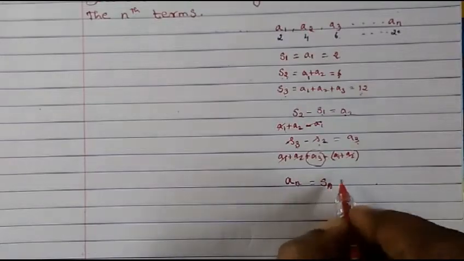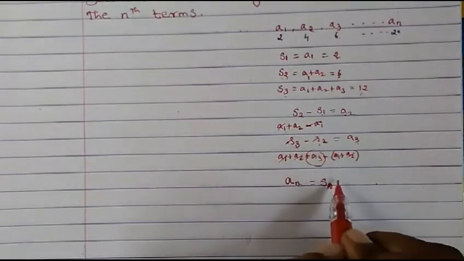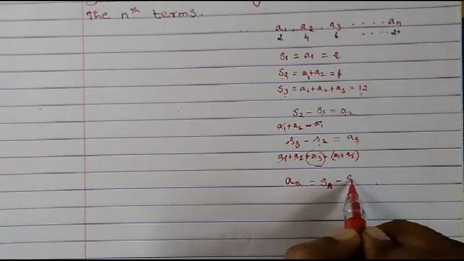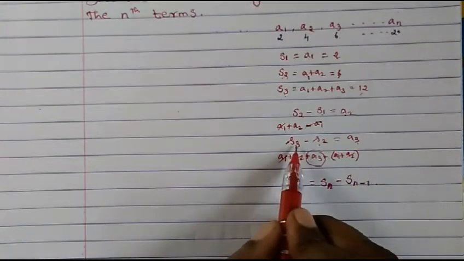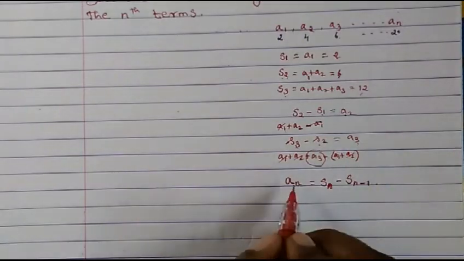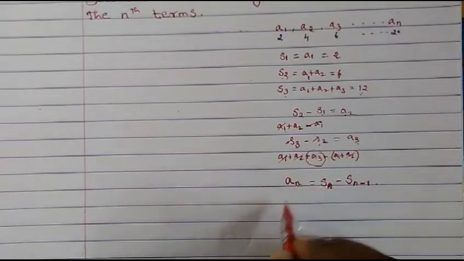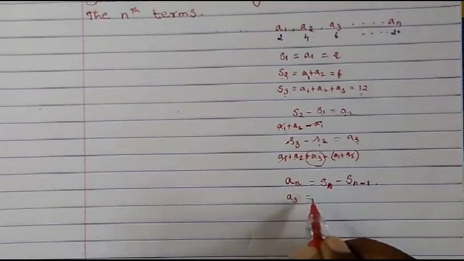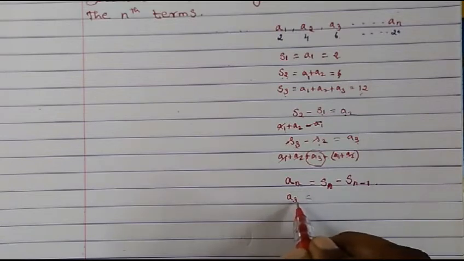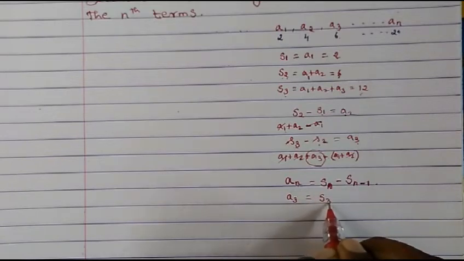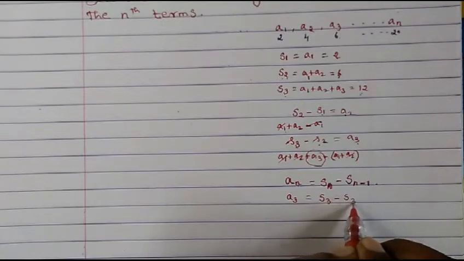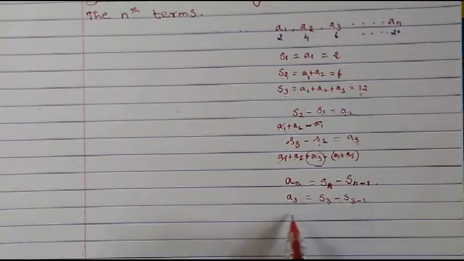Okay, so Sn, then minusing Sn minus 1. See, S3 minus S2 is giving A3. So same way, An equal to Sn minus Sn minus 1. Here we consider A3 to get. If I want A3, see, 3 here. For A3, from 3, I am minusing 3 minus 1. Then only I will get A3: S3 minus, 3 minus 1 will give me 2. So to get A3, I am minusing 1.